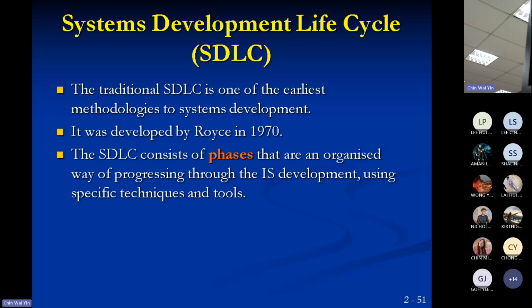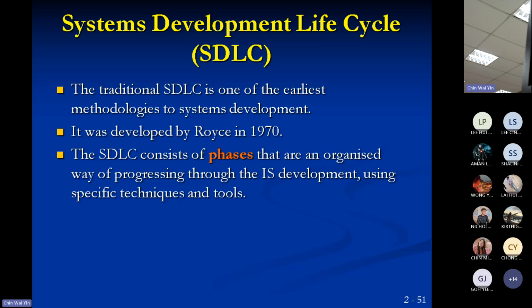SDLC, as I mentioned, is one of the earliest methodologies that was developed. When we say earliest, we are not saying that before that there were no systems. Before we had systems methodologies, system developers were already developing systems, but they used their own methods, their own way to do things.